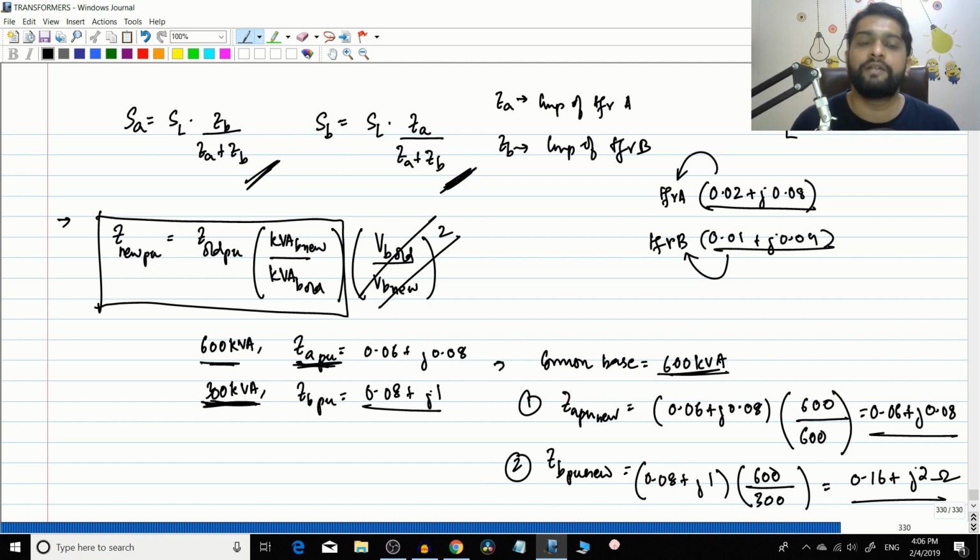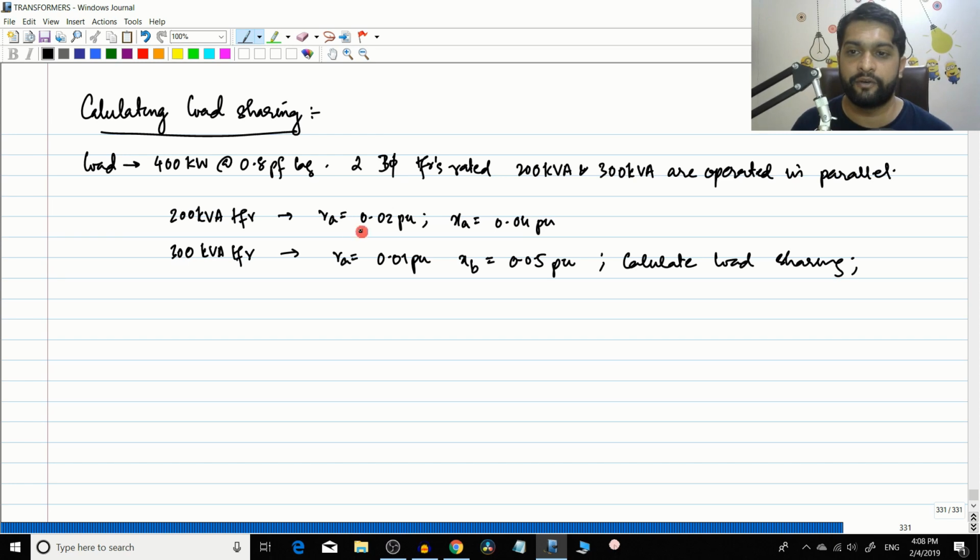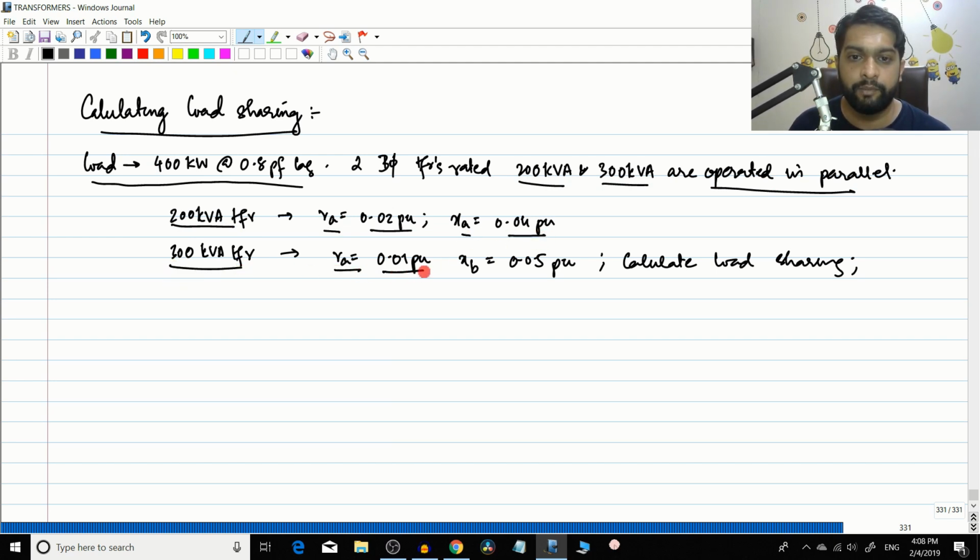Now let us do a simple numerical to calculate the load sharing of transformers. In this, all these concepts will come. This is the numerical that we are going to do. The load is given to be 400 kilowatt at 0.8 power factor lag. Two three-phase transformers rated at 200 kVA and 300 kVA are operated in parallel to supply this load. The 200 kVA transformer has R A of 0.02 and X A of 0.04 per unit, and the 300 kVA transformer has R B of 0.1 and X B of 0.05 per unit. You have to calculate the load sharing.